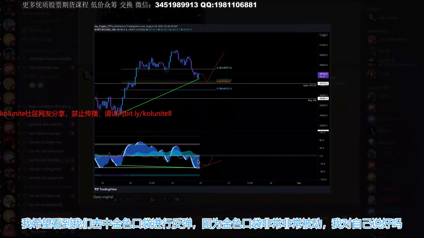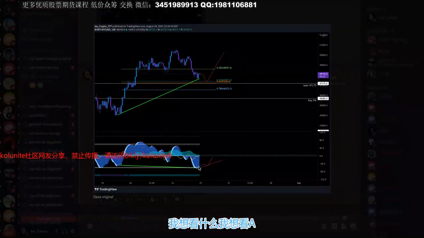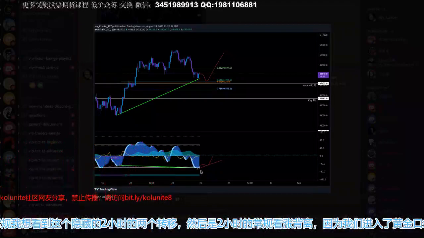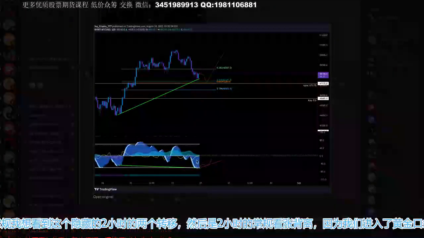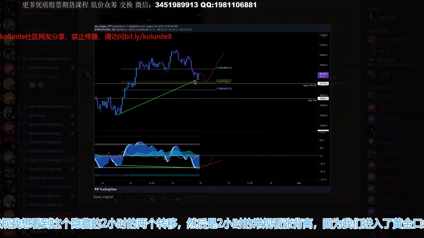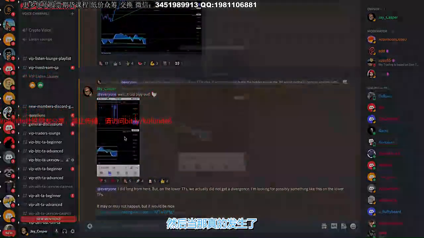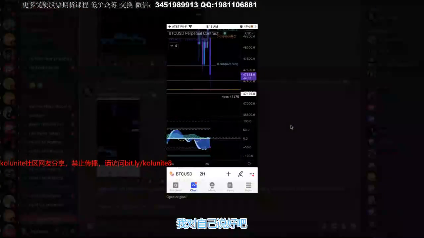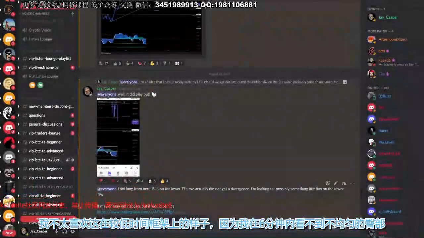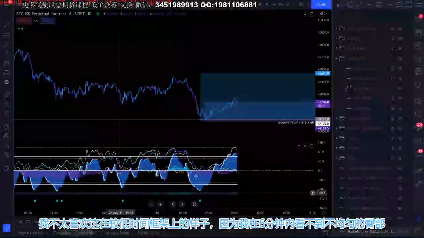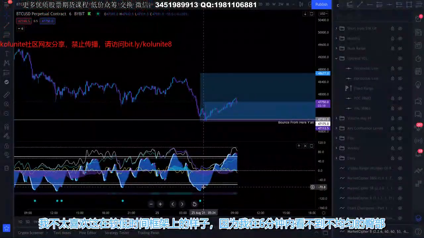And I'm thinking to myself, okay, what would I like to see? I would like to see this hidden bullish divergence on the 2-hour followed by a regular bullish divergence on the 2-hour as we come into that golden pocket. And then when that actually did happen, I thought to myself, okay, I don't quite like the way this looks on the lower time frames, because I don't see the uneven buttocks on the 6-minute.